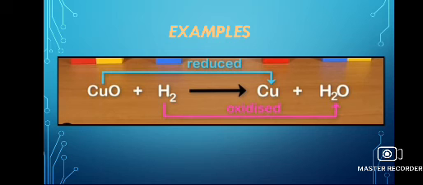Let's look at some examples. We have copper oxide and hydrogen. When they react, we get copper and water. Here copper oxide is reduced and hydrogen is getting oxidized.